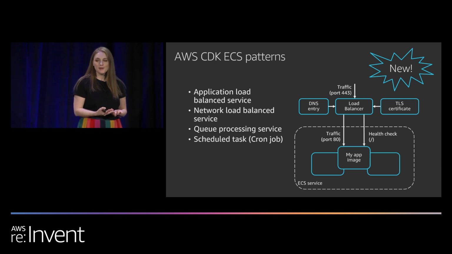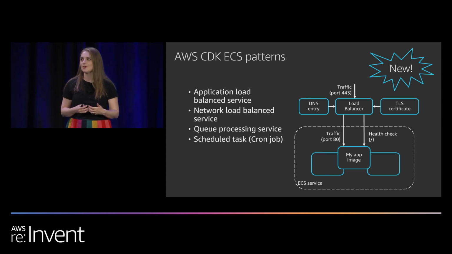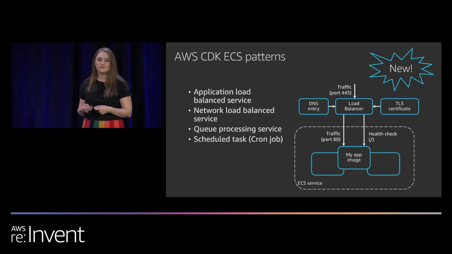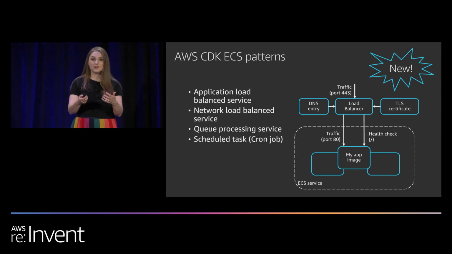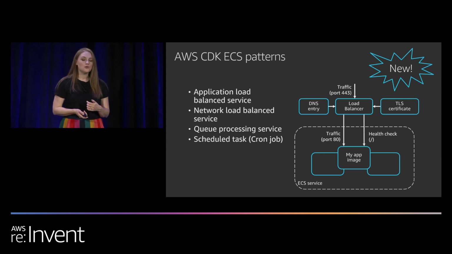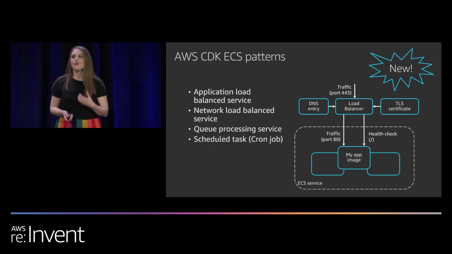If they're running a load balanced service, the load balancer is typically configured pretty much the same across all these services. And same for a network load balanced service, same for a queue processing service, something that pulls work from SQS, or a scheduled task. So we notice that we can create some really sane default configuration to get you started creating all of this infrastructure.